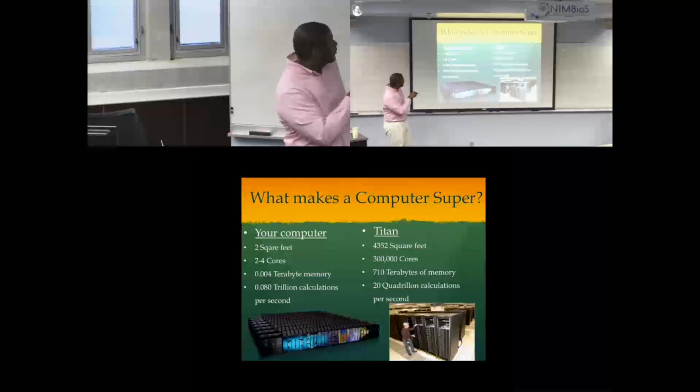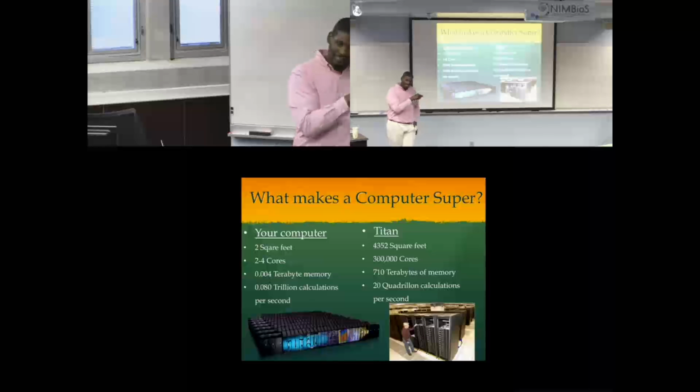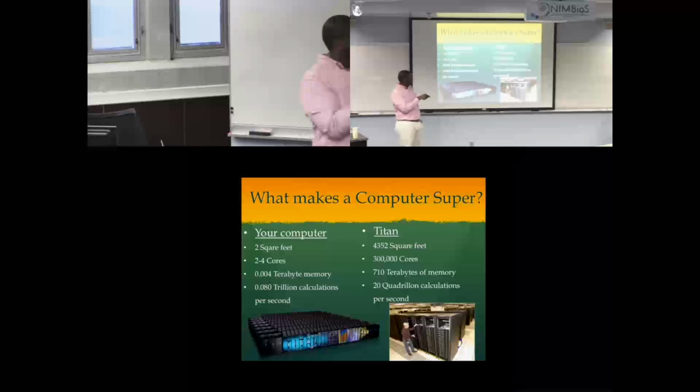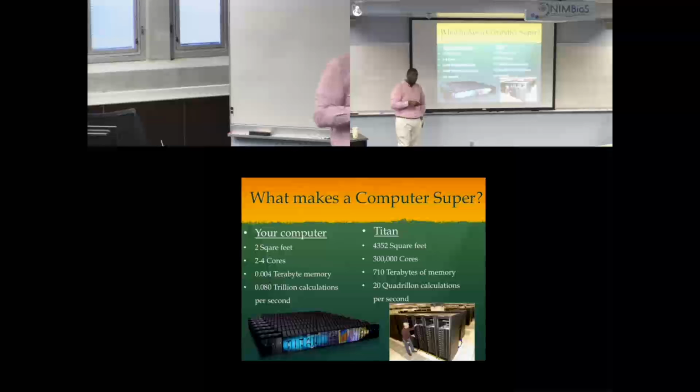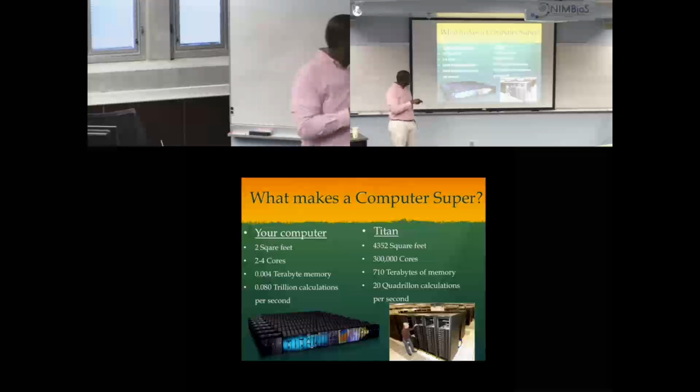Your computer has about, if you're lucky, 0.004 terabytes of memory. Titan has about 700 terabytes of memory. Your computer can do about 0.08, again if you're lucky, trillion calculations per second. Titan can do 20 quadrillion calculations per second. It gets to a point where they just start calculating in what they call flops, which is floating point operations per second, I think.